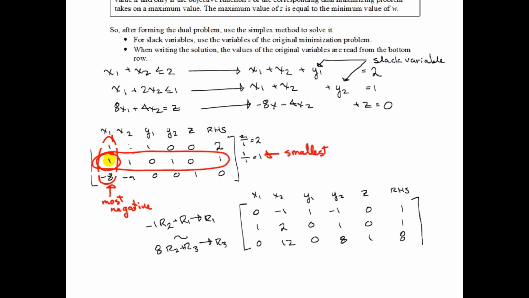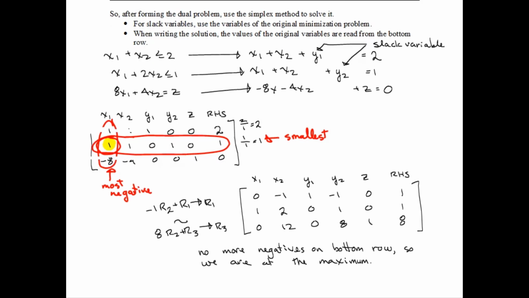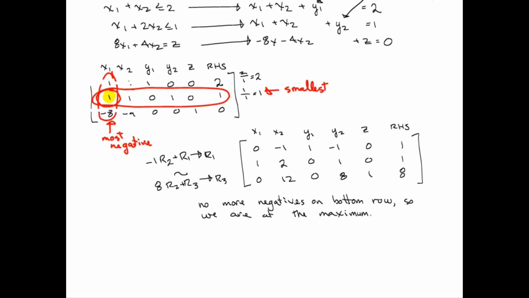Okay, and so here we see that there are no more negatives on the bottom row. And so that tells me that we are at the optimum, which is the maximum, right? Because this was a standard maximization problem that we set out to solve. Okay, so now we need to write down the solution to the dual problem. Keep in mind, this is not the same as the solution to the original.